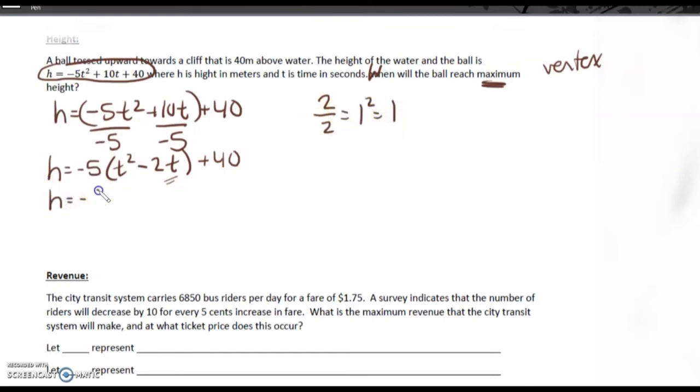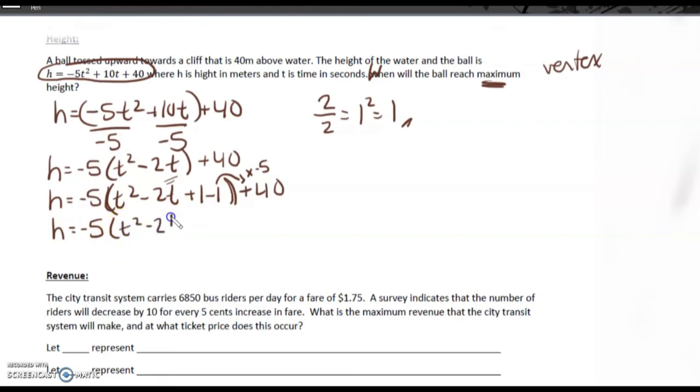Okay, so we have h equals -5 t squared minus 2t. This number we're adding and we're subtracting inside of the brackets. Don't just cancel this out, we're using it to make our equation look a little bit different. Okay, so this -1, we bring it outside the bracket, and because it was in the bracket and this -5 has to be applied to it, we have to multiply the -1 by -5. So inside the bracket we have a trinomial, and then we have plus 40, and then plus 5 outside of the bracket.